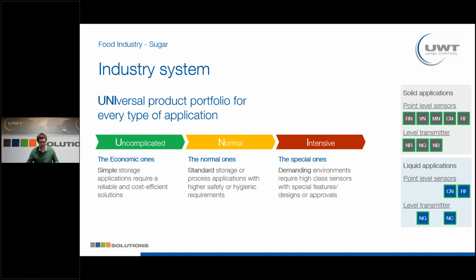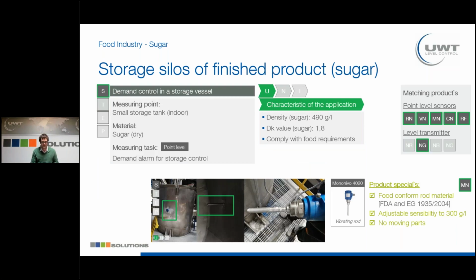Hello everybody, and welcome also from my side to this webinar today about the sugar industry. As Nicolas mentioned, we talk about different applications today. We start with storage. On the left-hand side of the slide, you see a storage vessel, and U stands for uncomplicated. What we have here is a small storage tank. This tank is sitting indoors, and the material is dry sugar.